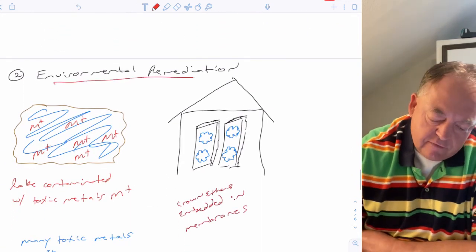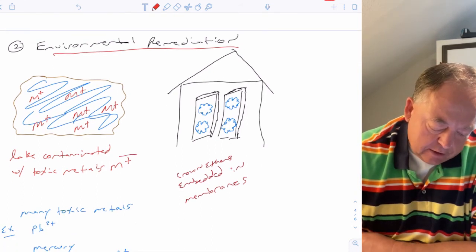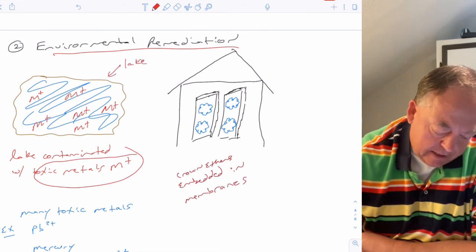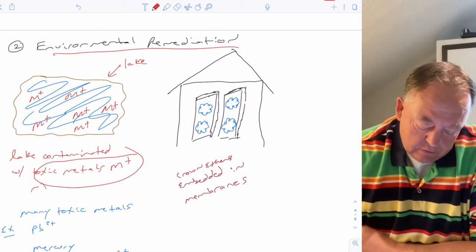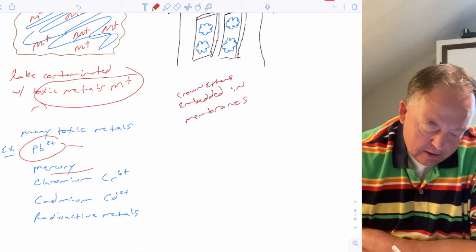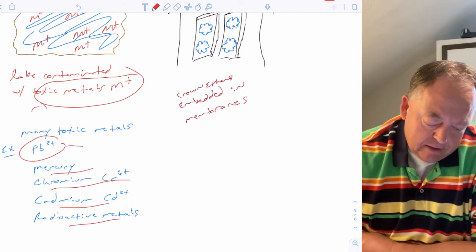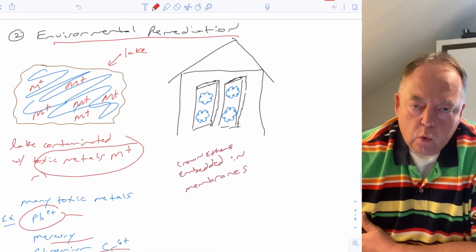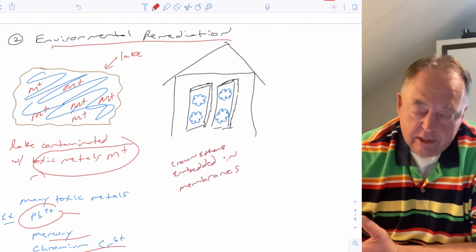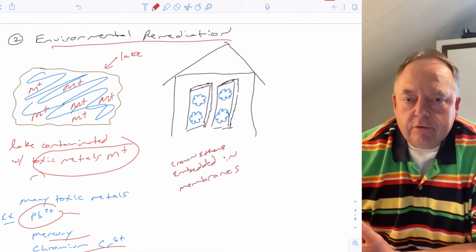You also find these used for environmental remediation. There are a lot of sites that are contaminated with toxic metals. So if this represents a lake contaminated with a toxic metal, and there are many toxic metals present in the environment, you have lead, mercury, cadmium, chromium, radioactive metals, and there are many sites throughout the United States and throughout the world that are contaminated with toxic metals. If you want to be able to use that lake for drinking purposes, or if you want to eat the fish out of the lake, then you have to get rid of the toxic metals first.